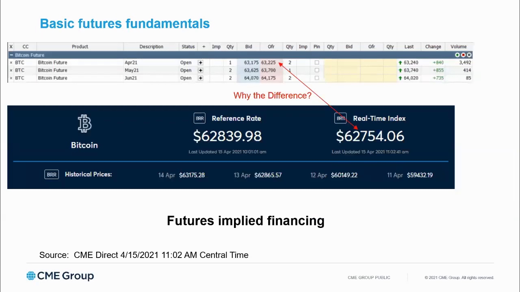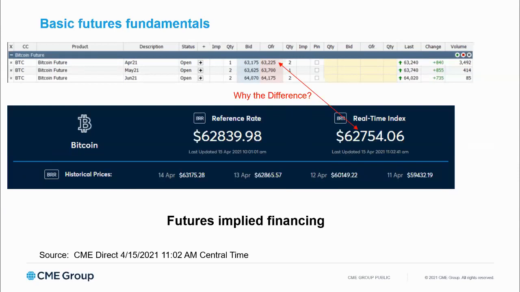So, basic futures fundamentals. What this slide is showing is that sometimes there's a difference between the real-time index and the futures price. And why is that? It's because a futures contract by definition is a contract in which somebody is entering into an agreement to buy or sell something at a future date or time, right? And there's implied financing that goes into that.